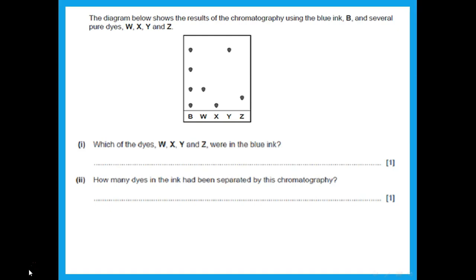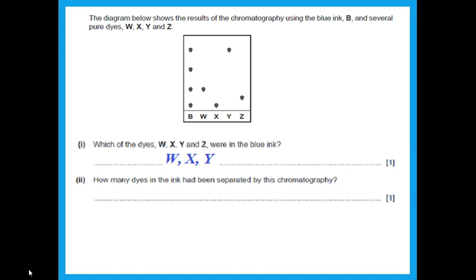Which of the dyes were in the blue ink? Well, the dye that is in the blue ink will have a spot the same height as something in the blue ink, which is B. So B has 4 spots on top of each other. What spots are the same height? The one from X is the same height as that lower one in B. The one in W is the same as that middle one in B. And the one in Y is the same as that top one in B. So B must contain W, X, and Y, since it has spots the same height as W, X, and Y.